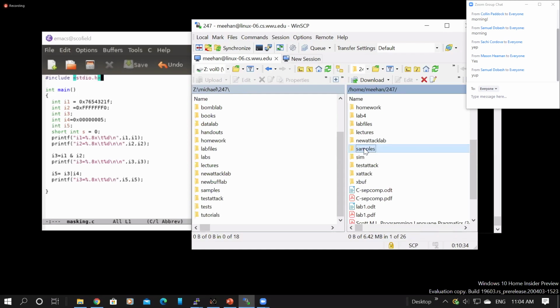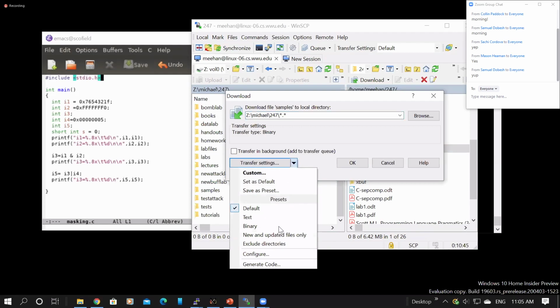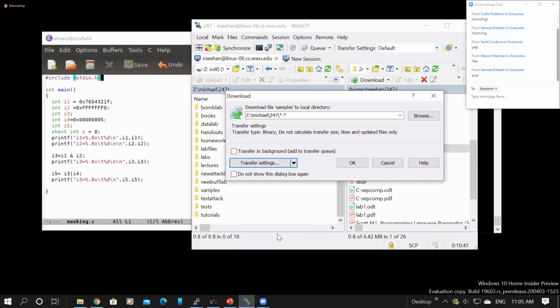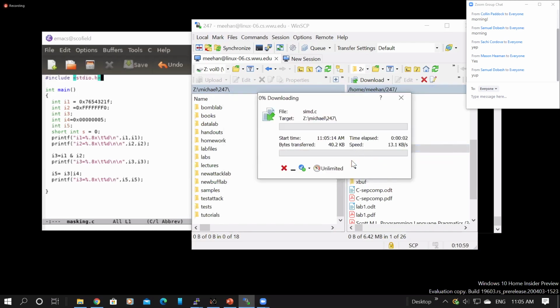So if I right-click on that and hit download, I could download the whole mess, but that might take a long time sometimes. So I'm just going to go in here and say new and updated files only. So if it's the same timestamp on the file that's already down here, don't bother downloading it, right? So it's going to look through there and get all the new or updated files, and download them, and then they'll be in this directory on my local machine at home here.